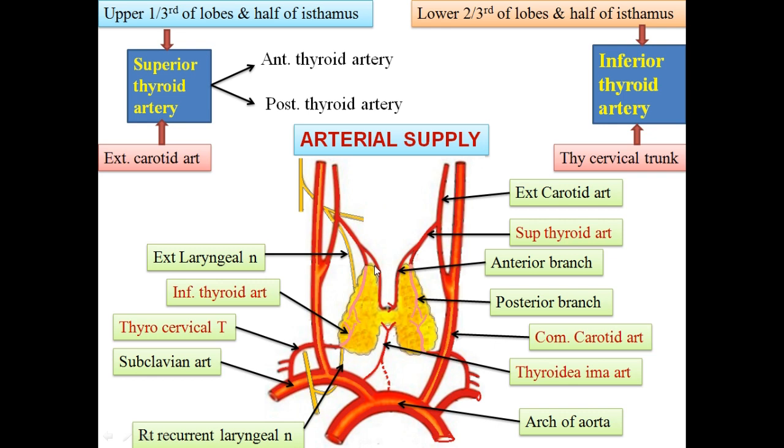The superior thyroid artery supplies the upper one third of the lobe and the upper half of the isthmus, whereas the inferior thyroid artery supplies the lower two thirds of the lobes and the lower half of the isthmus. You have to see very carefully the posterior branch of the superior thyroid artery and the branches of the inferior thyroid artery that lie on the posterior view of the thyroid gland.